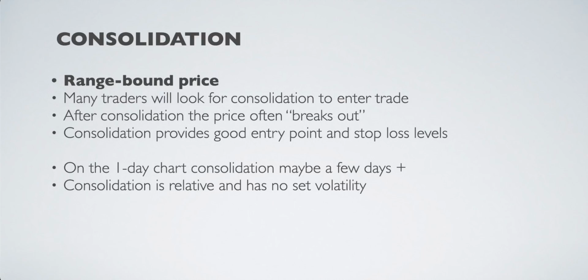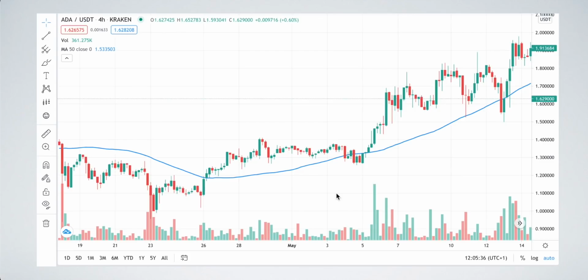With consolidation, there are no hard and fast rules about how long it can occur for before it's actually called a consolidation. If you're looking at the one-day chart, this may be a couple of days to maybe 10 days, 15 days. We can have a look at some examples though. Consolidation is relative and has no set volatility. Again, I'll explain that when we look at the chart.